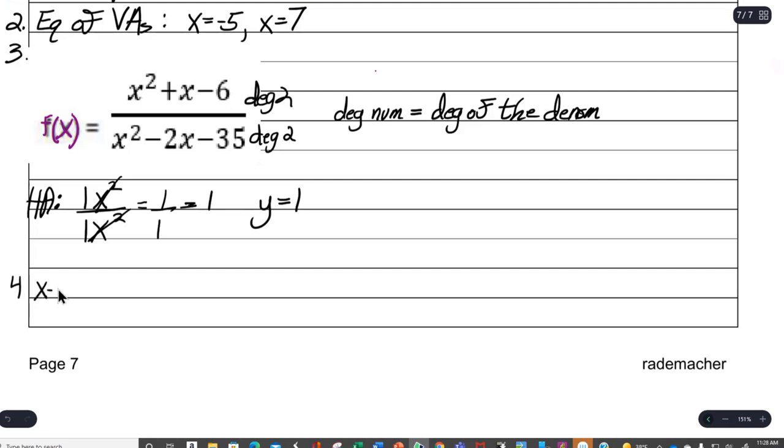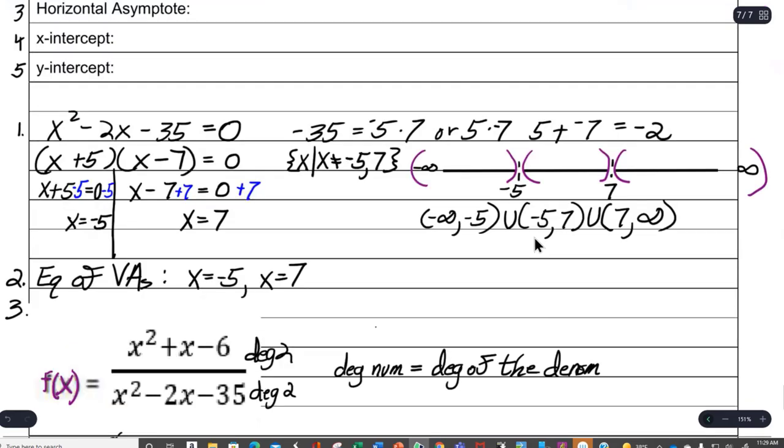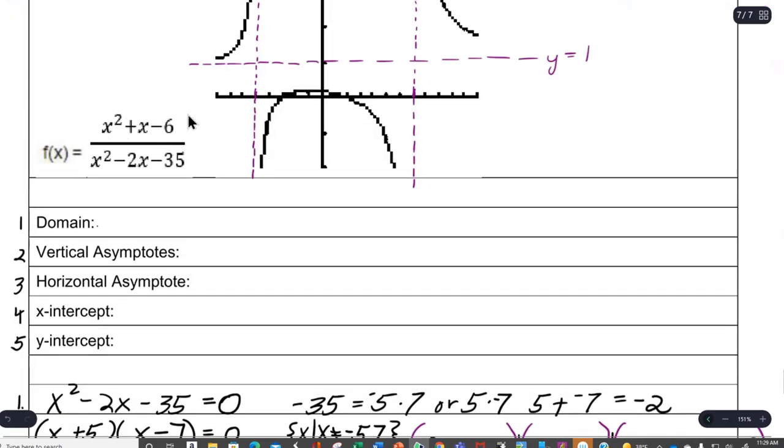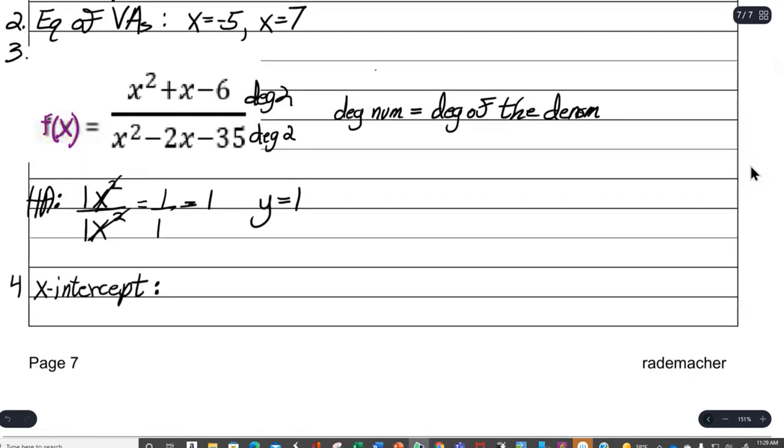X-intercept. I take the numerator, the top of the fraction. This time I have a quadratic trinomial. I'm going to set it equal to 0 and solve for x. Look here, you have 2 x-intercepts. X squared plus x minus 6 equals 0.